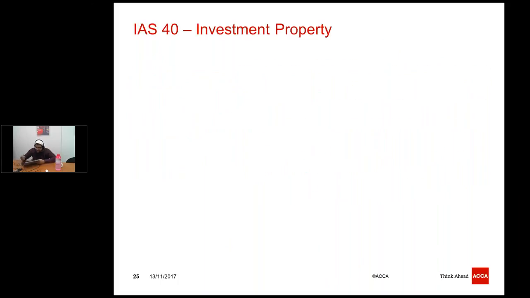Okay, now let's discuss IAS 40. With this, we will be ending the first topic of tangible non-current assets, and then we'll be moving towards IFRS 9, and then we have IAS 12. If we are unable to complete all the tasks today, we will continue from the same place tomorrow, where we have left.